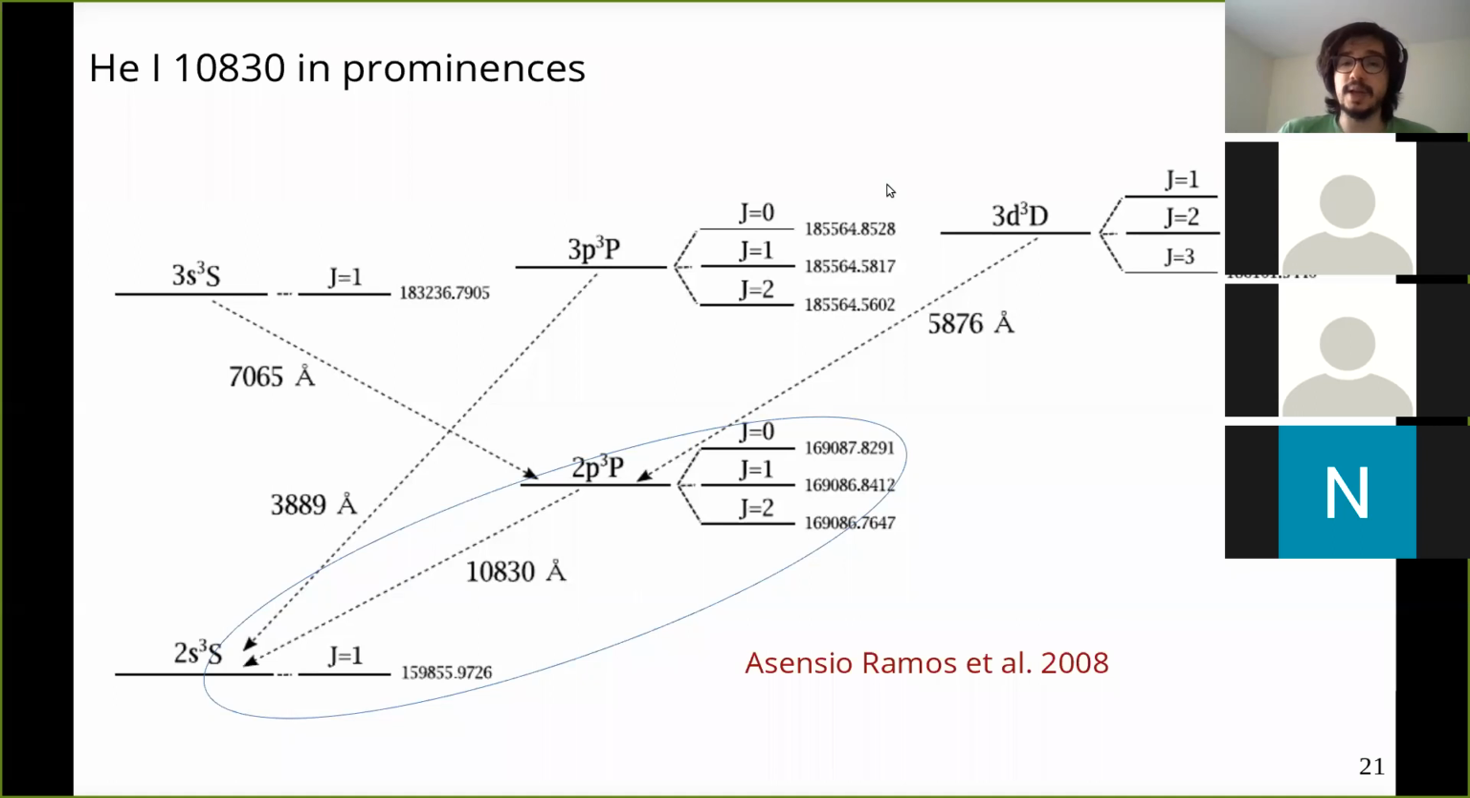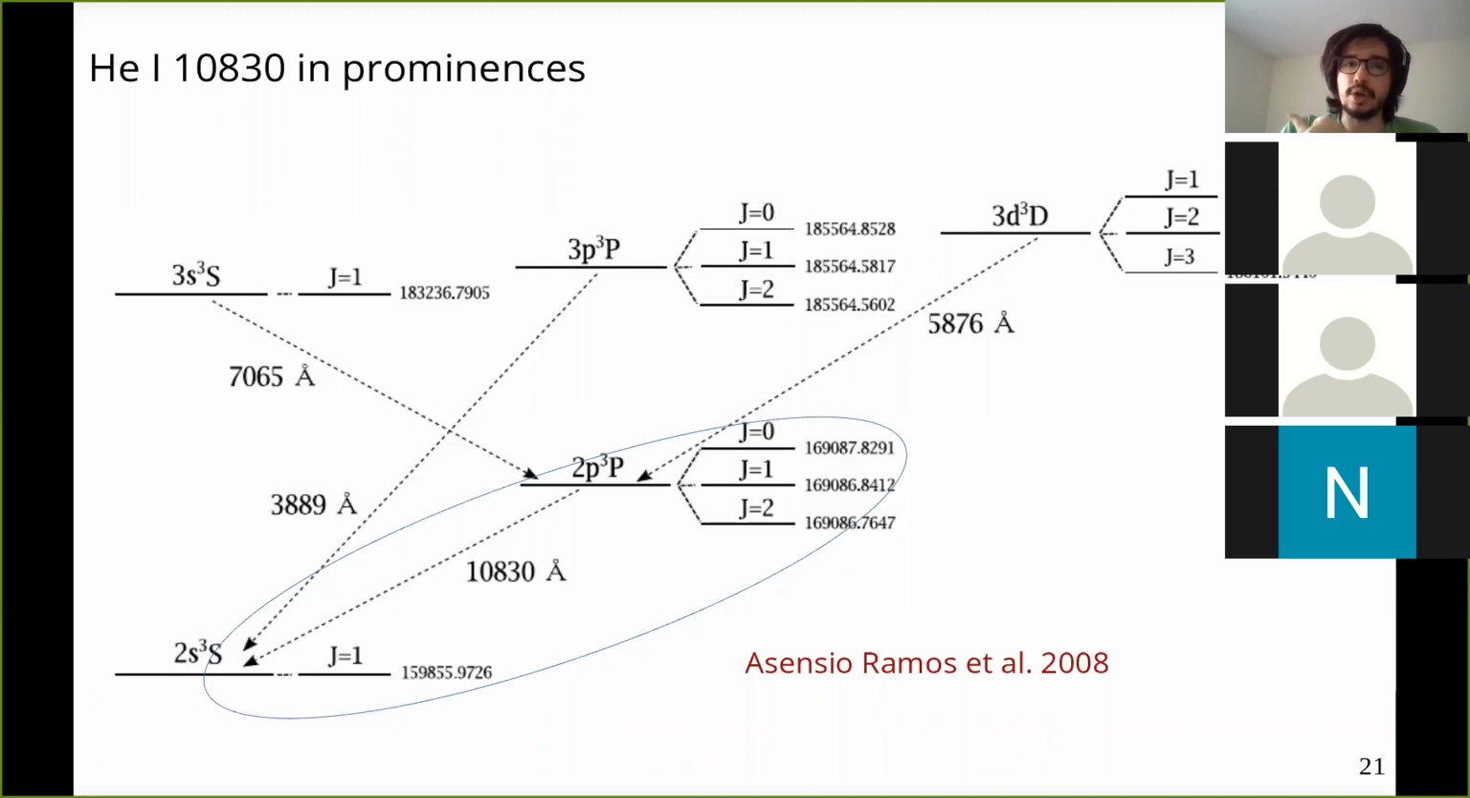So these three lines are not because of the Zeeman splitting. These are simply three lines which belong to the same term, but have different angular quantum numbers, okay? And they're very close to each other in the spectrum because helium is very simple, so they're very close to each other in terms of energies and wavelengths.